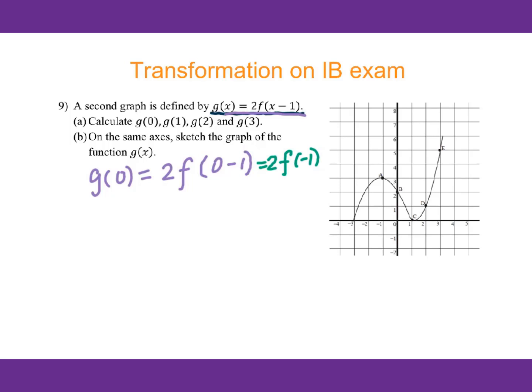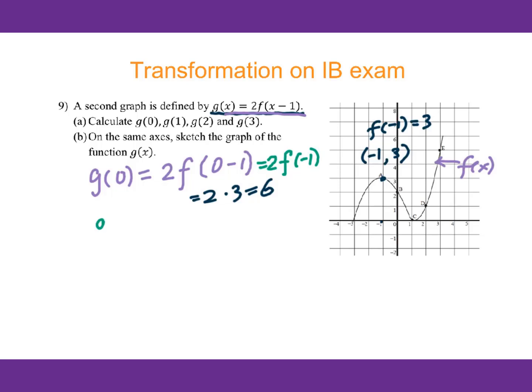Given the graph, this is f of x. From this graph, we can get f of negative 1, that is this point. You get the point negative 1, 3, which means f of negative 1 equals 3. So we get 2 times 3 equals 6.